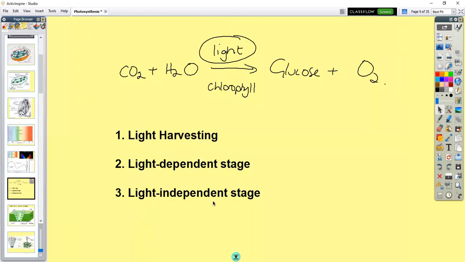Okay, now similar to respiration, photosynthesis has stages which follow on from each other. The first one of these is called light harvesting, which we'll look at in a second, which is linked to the light dependent stage. Light dependent stage, as it suggests, means it requires light. And then the final stage, the third stage, is the light independent stage, which, as that suggests, doesn't require light. Okay, there's the word equation just to come back to again.